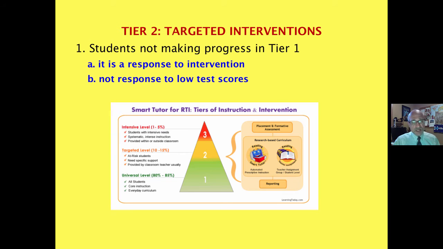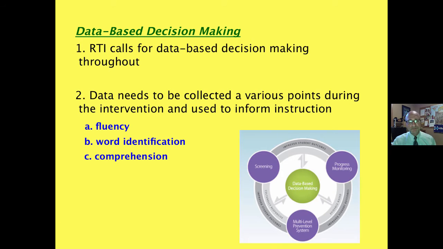If they're not making progress in Tier 1, then they go to Tier 2, which is targeted interventions. It's a response to an intervention, not a response to low test scores. Keep that in mind. RTI calls for data-based decision-making throughout. So data needs to be collected at various points during the intervention and used to inform instruction. That is data-based decision-making. In reading, it should be related to the 3 deficit areas again: fluency, word identification, and comprehension.